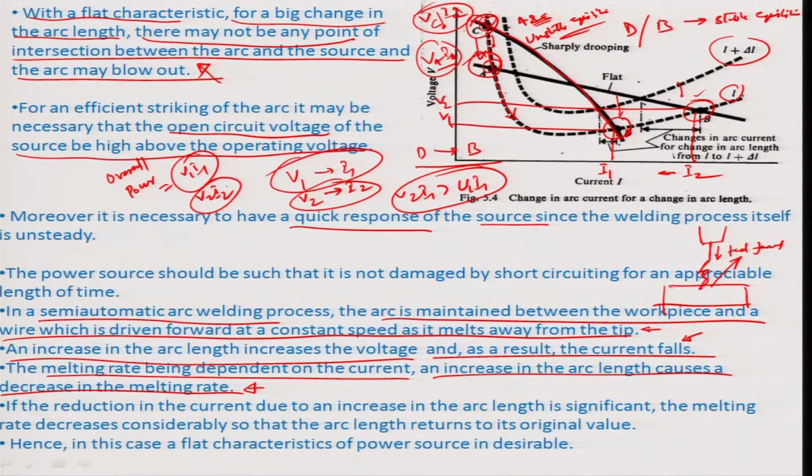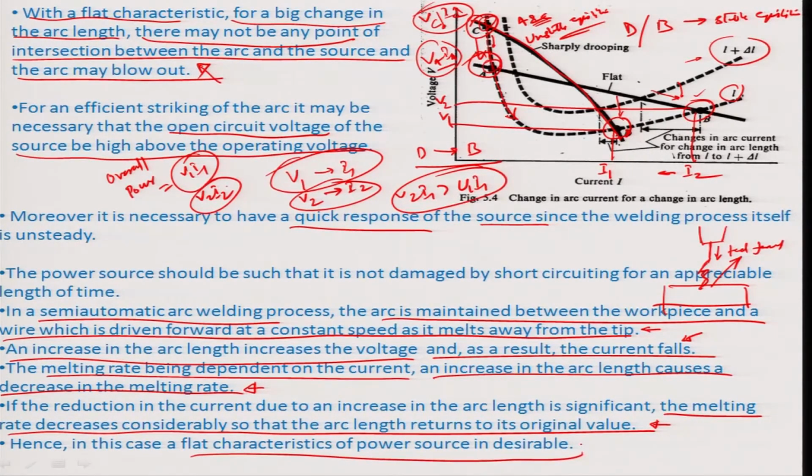So, you can see that when the arc length changes from L plus delta L to, let us say, L some value, there is a rise in the voltage here and there is a fall in the current. So, if the reduction of the current due to an increase in the arc length is significant, the melting rate decreases considerably, so that the arc length returns to its original value. Hence, in this case a flat characteristics of power source would be more desirable. That is how you associate flat characteristics with respect to a drooping down characteristics.